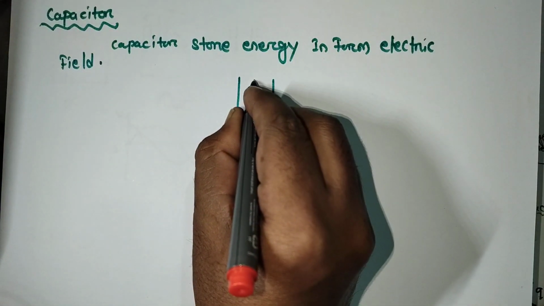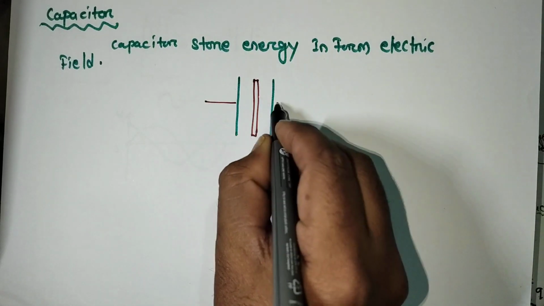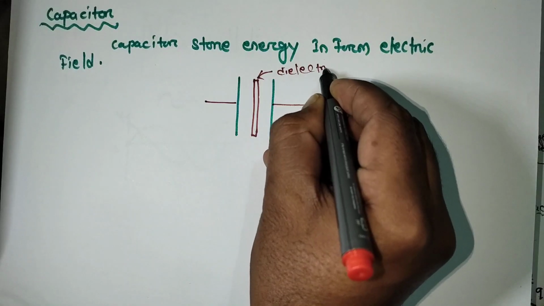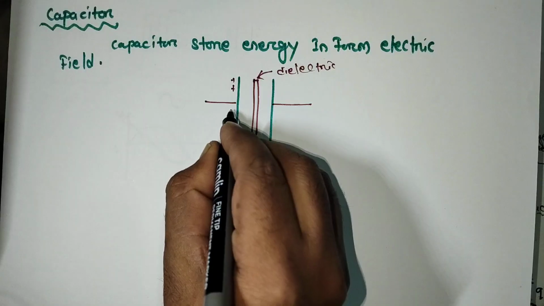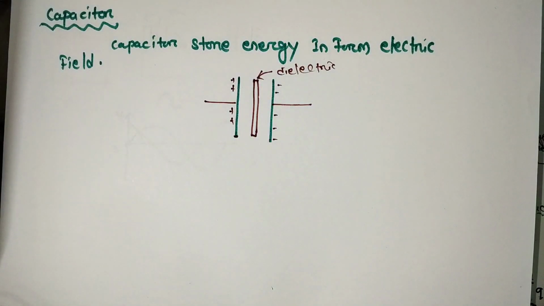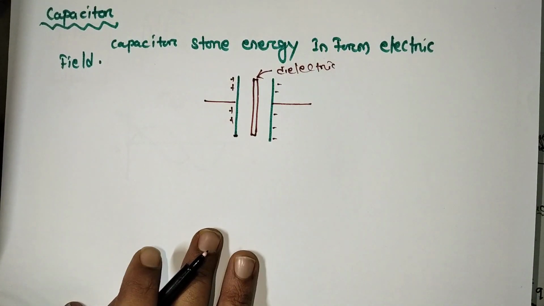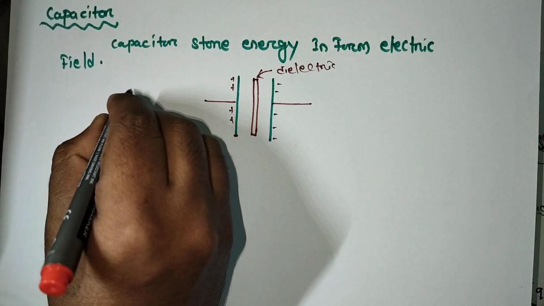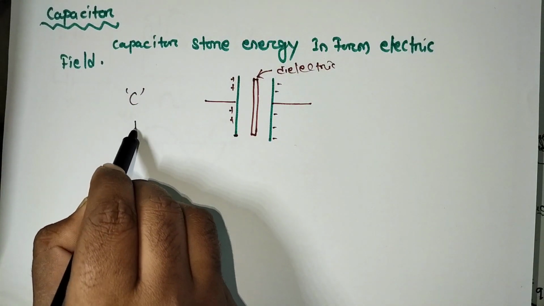It basically consists of two conducting plates with a dielectric medium in between. This is the dielectric material, with two conducting plates, one side positive. If you want to know more about the capacitor, you can go to our previous video, where I explained it in more depth. It is denoted by the letter C, and the unit is farad.